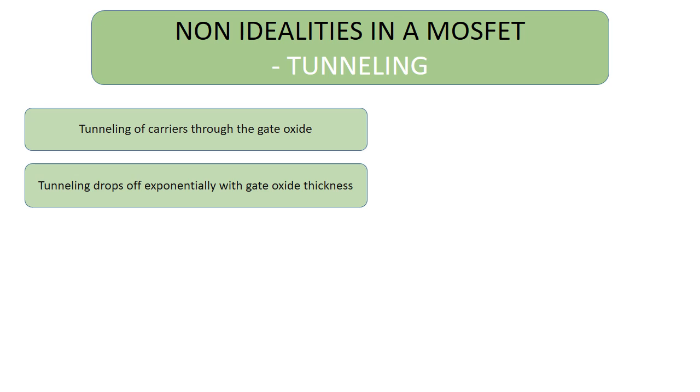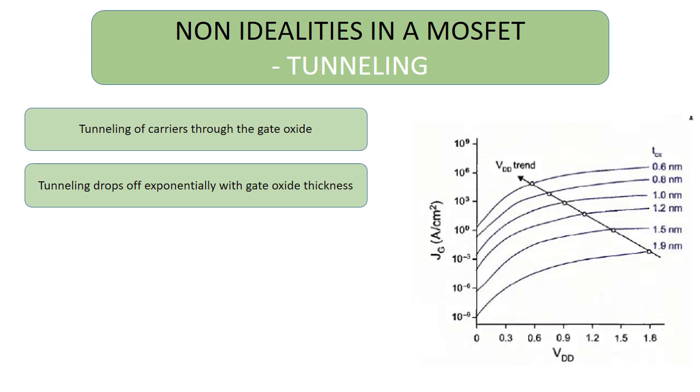There is a finite probability that carriers will tunnel through the gate oxide. This is according to quantum mechanics. This results in the gate leakage current flowing into the gate. This occurs when the thickness of the gate oxide is small. The probability of tunneling drops off exponentially with oxide thickness. An alternative to silicon dioxide can be silicon nitride, but still research is going on in this. Tunneling can be used to create electrically erasable memory devices, which is not in our scope.